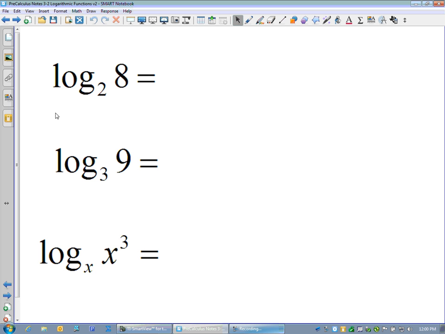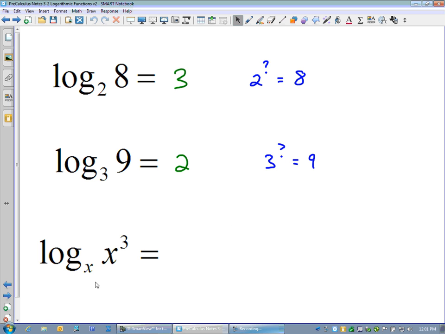Okay, hopefully by now you should have realized that the first one is the exponent of 2 that gives you 8. So in your mind, you should be thinking 2 to what power gives me 8? Well, that would be 3, because 2 cubed is 8. So the exponent of 3 that gives you 9, well, hopefully you realize that that would be 2, because 3 squared equals 9. 3 to what power gives me 9? Well, 3 to the second power gives you 9.